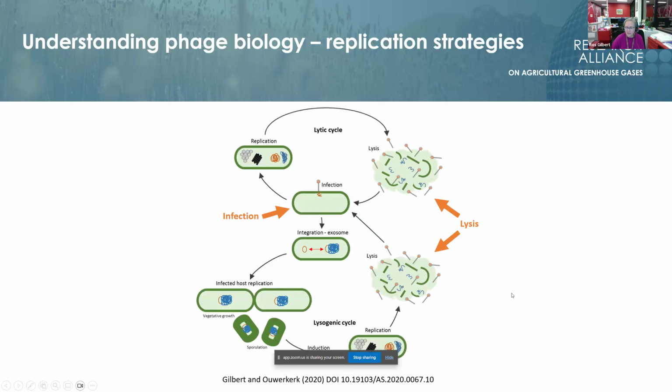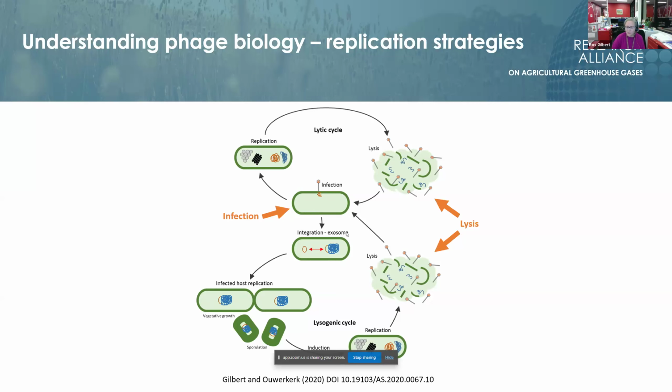I'll just touch on a bit of phage biology, which some of you may already know, but I'll just go over it anyway. So there are a few different replication strategies that they can adopt. With phages, there's almost always exceptions to the rules, but to keep things simple, there are two main replication strategies, lytic and lysogenic. Both replication strategies start with infection. So that's in the middle of this diagram here.